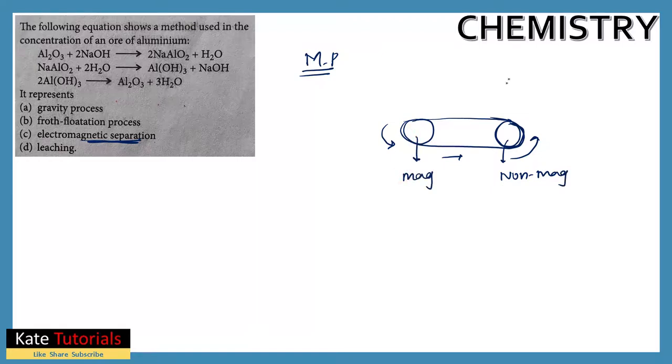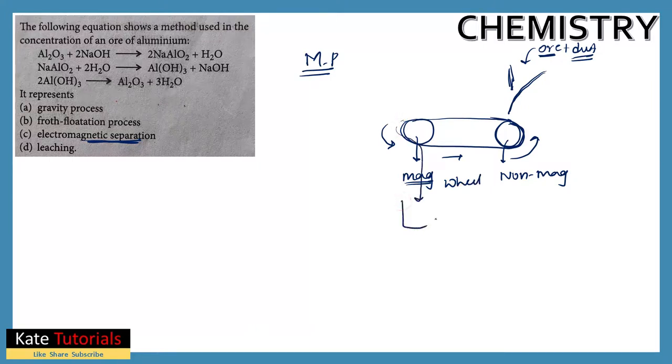And we add ore here like a funnel, and here we add what? Magnetic ore. Along with that, dust will be there, right? Dust means gangue particles. So as soon as the ore falls, it comes like this. Since ore is a magnetic substance, it is attracted towards this magnetic wheel.